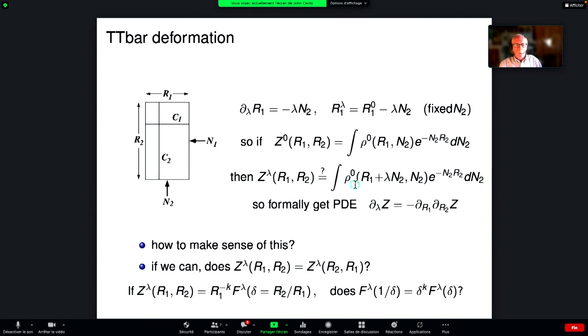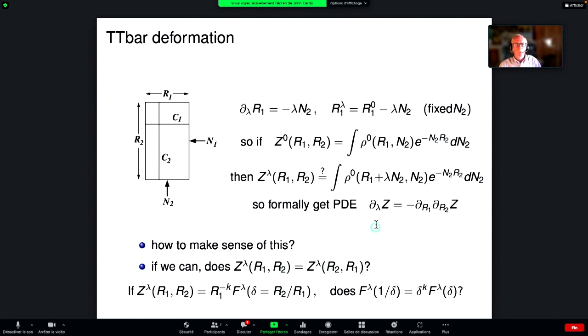So we need to give some mathematical meaning to this expression here. But before I do that, I just want to note that if you formally differentiate this with respect to lambda, you can easily see that z lambda obeys this very simple linear differential equation here, which is almost like a diffusion equation, except we don't have an elliptic operator here. So how to make sense of this? And if we can, is the deformed partition function, the point about this formalism here is that it doesn't seem to be particularly symmetric between one and two. So can we prove this?